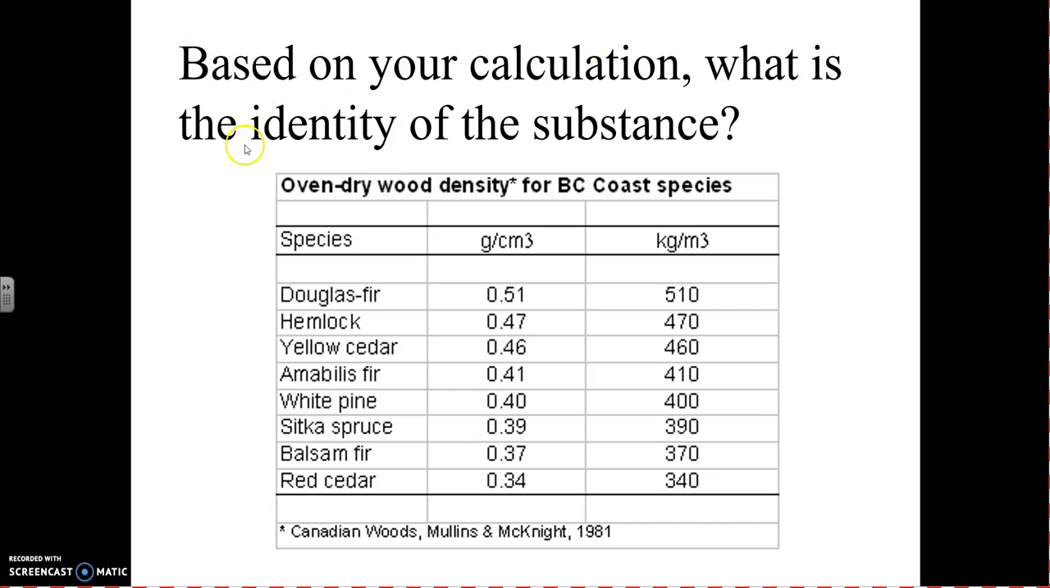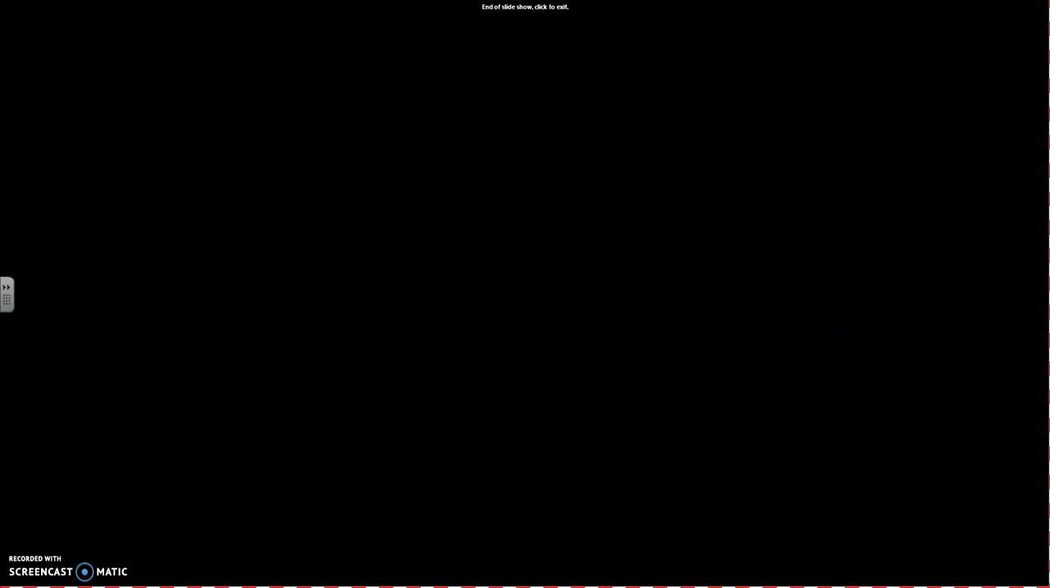Based on your calculation, what is the identity of the substance? So we're given some different substances and their densities here. Our answer on the last one was 0.41, so that means that whatever that substance was is likely this amabilis fir species of wood. Okay, any more practice problems given on your note sheet, go ahead and do them, and then feel free to check your work with your teacher's key, ask your teacher any questions, and move on to the next topic.